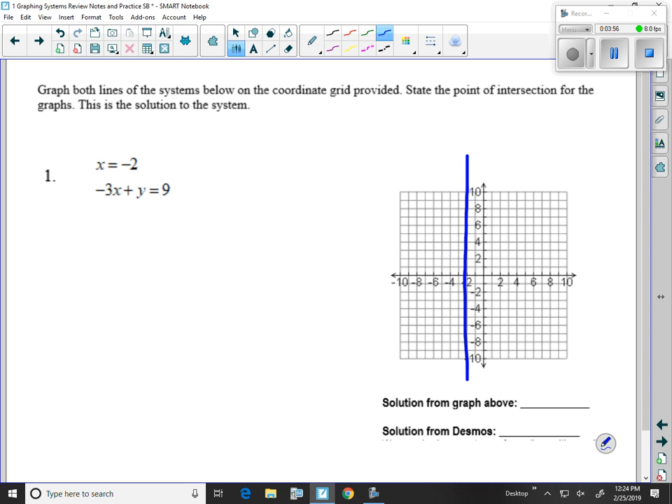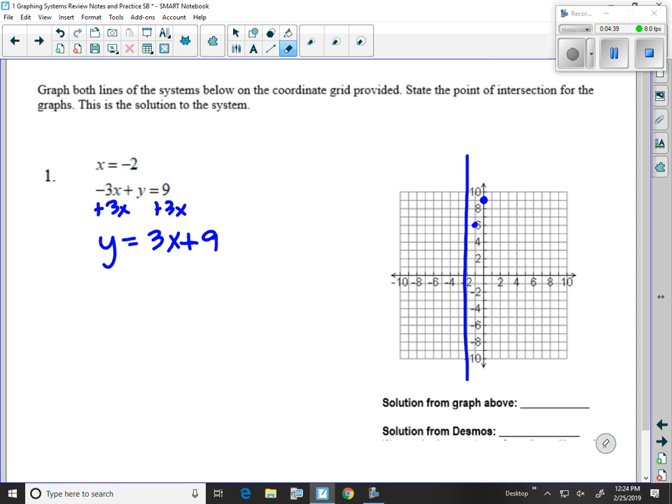Now if I graph -3x plus y equals 9, that's a little complicated. We need to get the slope first. What do I need to do? Add 3x to both sides. Now we have the line y equals 3x plus 9. We would plot 9, because that's our y-intercept, and then use a slope of 3 over 1. Typically we would go up 3 and right 1, but that's not really going to work here, so down and left.